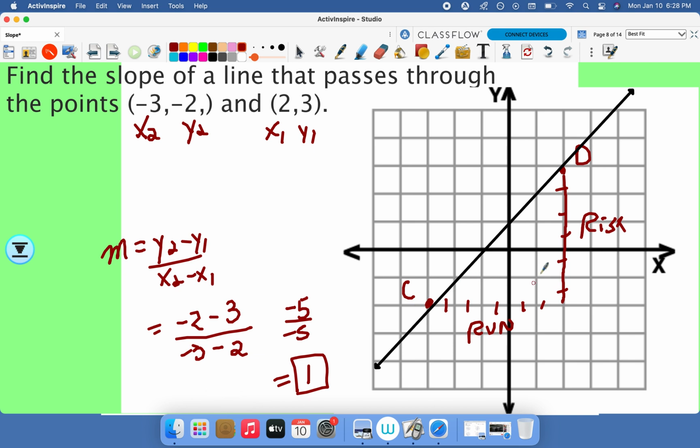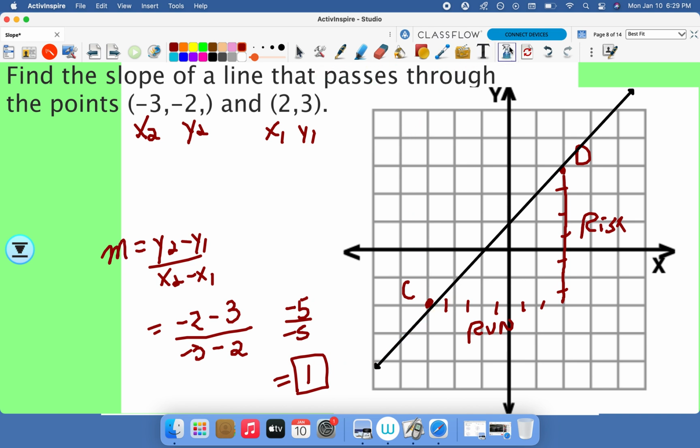So when you have the graph, when you have the picture, you can actually do that. But if you don't have the graph, I definitely suggest using the formula. So we found the slope, the steepness of this line, and the value that describes the steepness of this line is just 1.